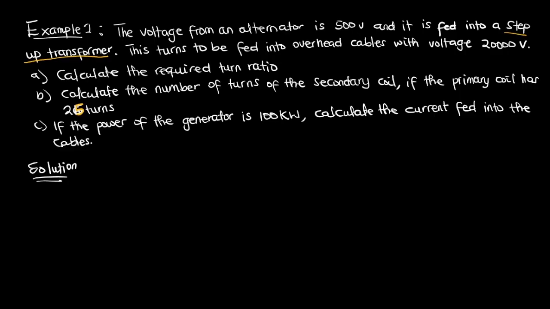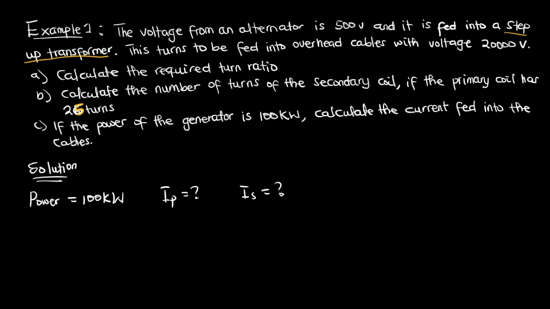So we've been asked that if the power of the generator, okay, is 100 kilowatts, we have to calculate the current fed into the cables. Right now, if you look at this, the current fed into the cables is the IS, or the secondary current. Okay, the current from the power into the transformer is the IS. So we have the primary current, are you okay, and then we have the secondary current, okay, which the question is demanding that we find.